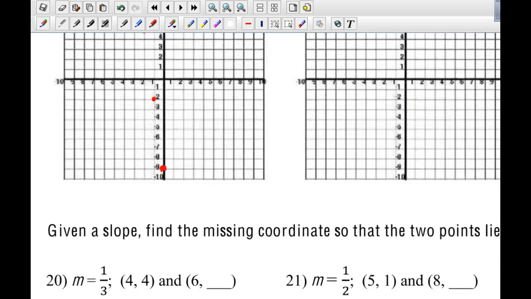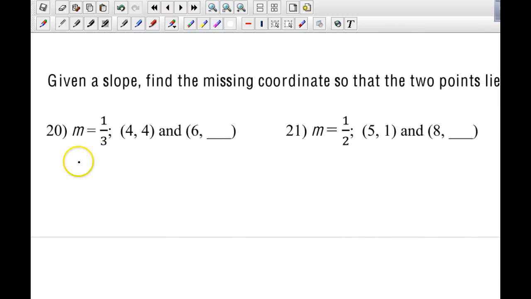Okay. Lastly, I told you not to worry about these, we'll do them together. This is a mental exercise, and there are some typos here, so it's a little confusing, but just try to get the gist of what we're going after right here. If you're at 4, 4, and you use this slope here, if you go up 1 and right 3, what point is that? That's 7, 5.